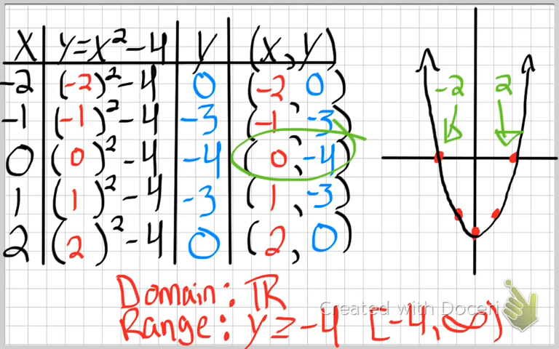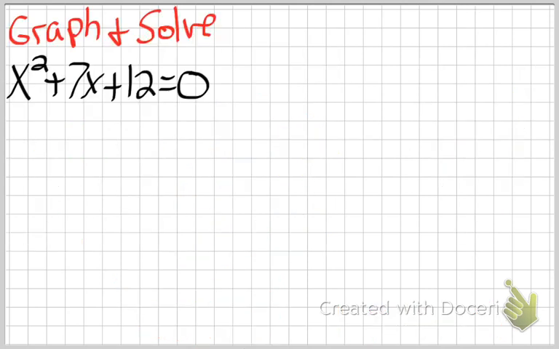Let's do one more example. We won't spend as much time on this next one. So feel free to try this one yourself first. Hit pause and give it a shot. Graph and solve this one. In other words, find the vertex first, make your table of values, graph your table of values, and then talk about all the things we talked about in the last one.